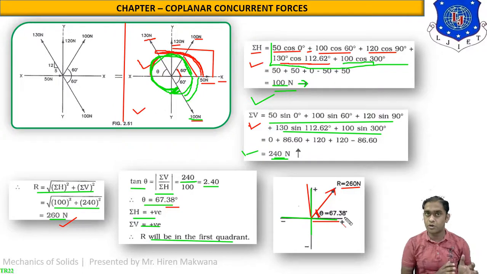First of all, convert the compressive forces into tensile forces. What is step number 2? Find out sigma h. While finding the sigma h, all the angles must be with respect to positive x-axis only.